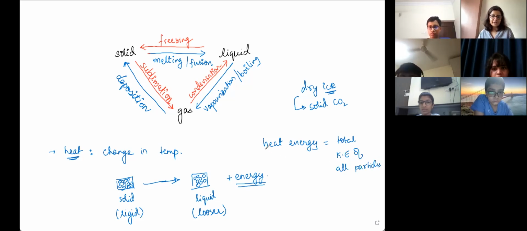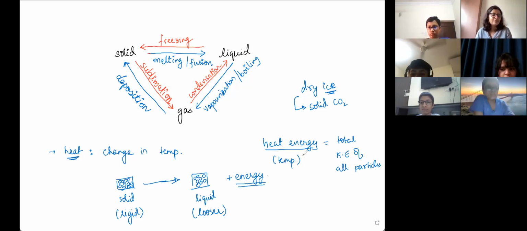So heat energy you're aware of. Basically heat energy, how you measure it with the help of temperature, tells you the hotness or coldness. Something is hot, temperature is greater. Something is cold, temperature is lesser. So what you see as temperature and what you see as heat energy is essentially the total of the kinetic energy of all the particles that are there in the object.